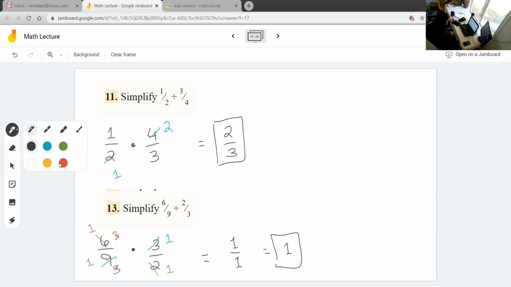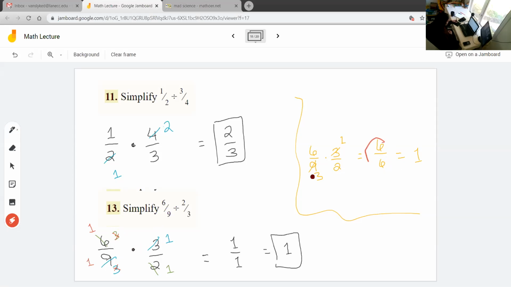I should emphasize again that there's nothing wrong with not doing so much reducing. If I wanted to take 6/9 times 3 halves, and the only thing I reduced was here, and then I multiply across, that's great. You don't have to reduce all those times. You get the same answer. The canceling is just to make it less work so you don't have to reduce at the end. If the canceling seems confusing, do less canceling, more reducing.